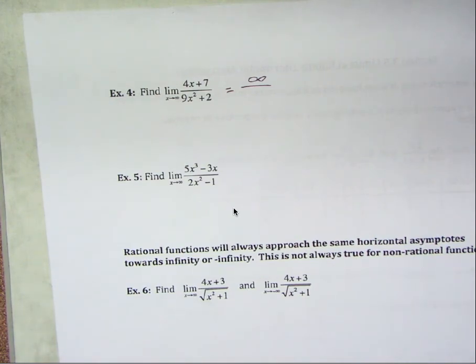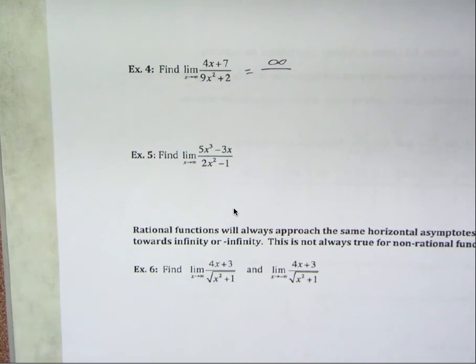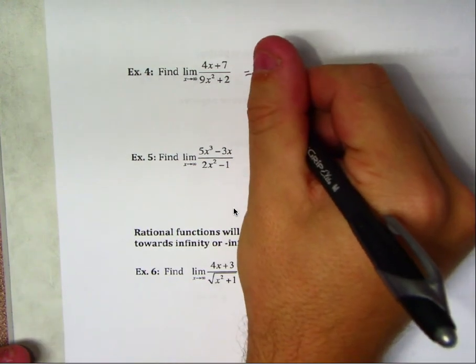Anthony, what's infinity squared? I have no idea. Ben, what's infinity squared? Infinity. Ben, what's 9 times infinity? Infinity. What's infinity plus 2? Infinity. Oh, you're good. So we get infinity on bottom also.